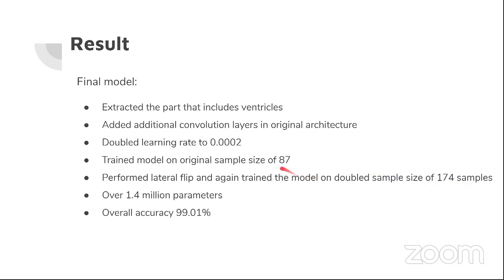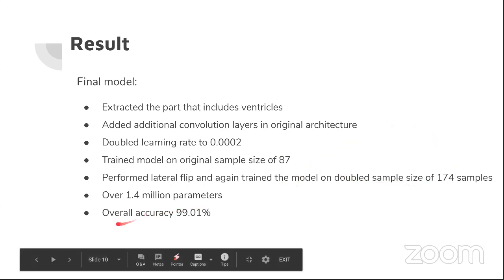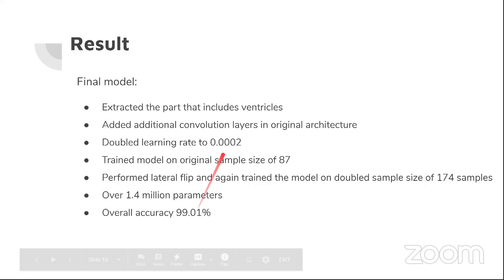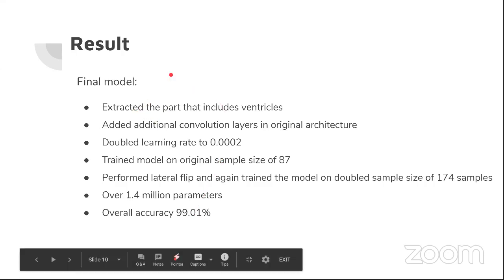This is something called fine tuning. So basically we trained whatever we had over here, then doubled the sample size and trained the model again. And surprisingly, we got an overall accuracy of 99.01%, which was better than all of the trials we did before. So we tested this model on completely new samples. Jimmy will explain further our accuracy tests.